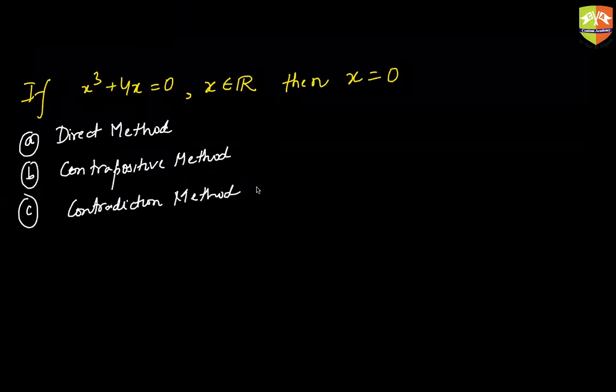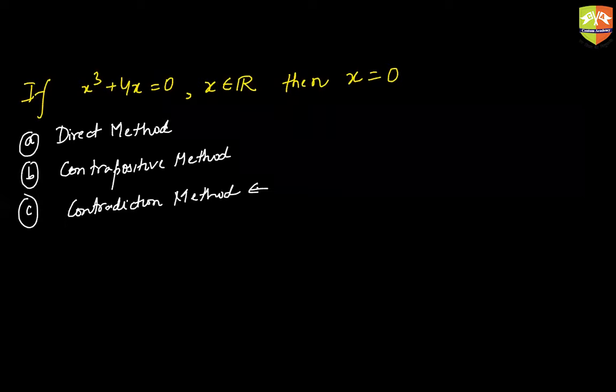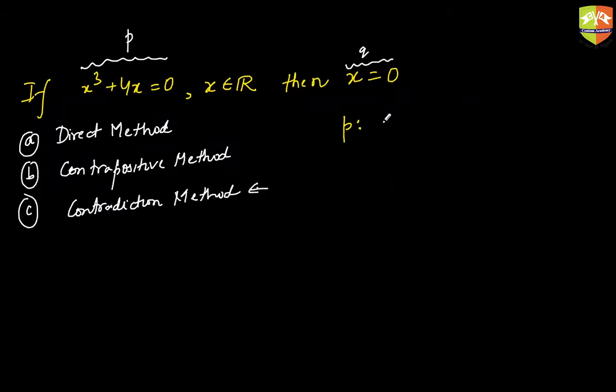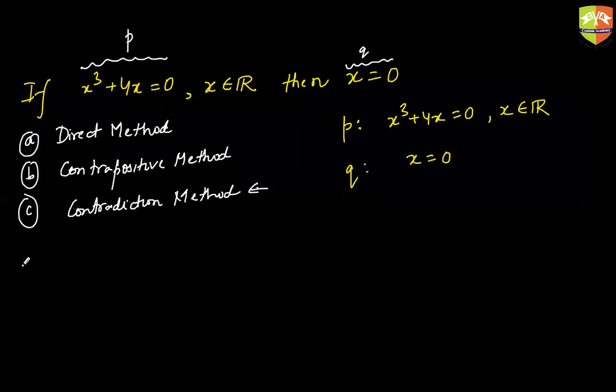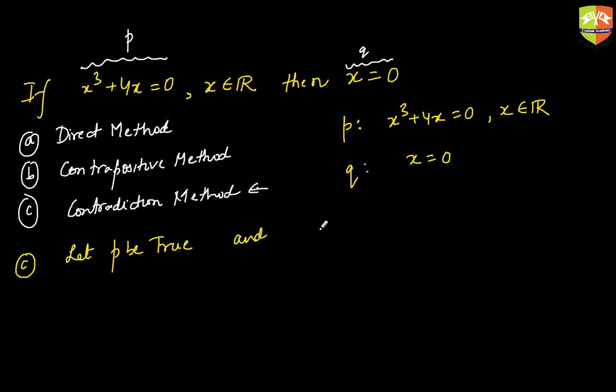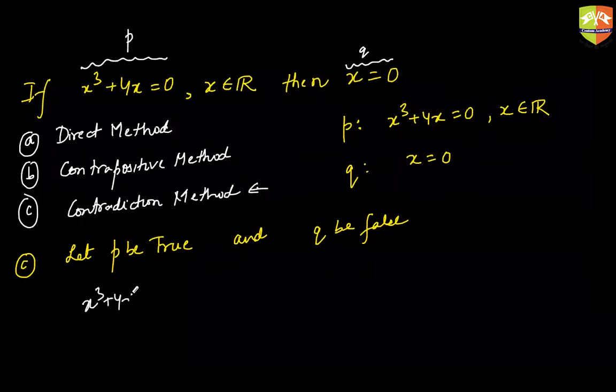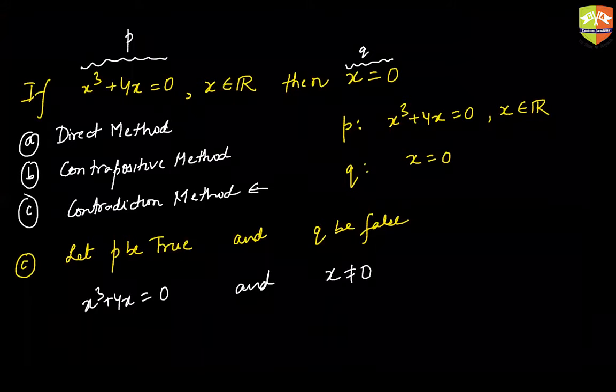We'll start with the contradiction method because we haven't done this yet. So in the contradiction method, what were the steps? First we'll assume P is true. This is your P, and this is your Q. It's better to write them very clearly in the exam. So we'll say let P be true and Q be false. You shouldn't use 'but'. That means you're saying this guy is 0 and this guy is not zero. Right?